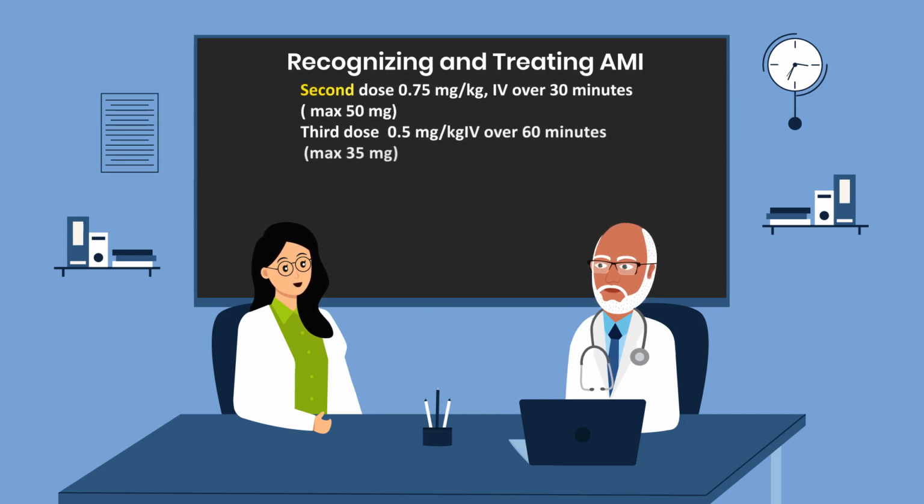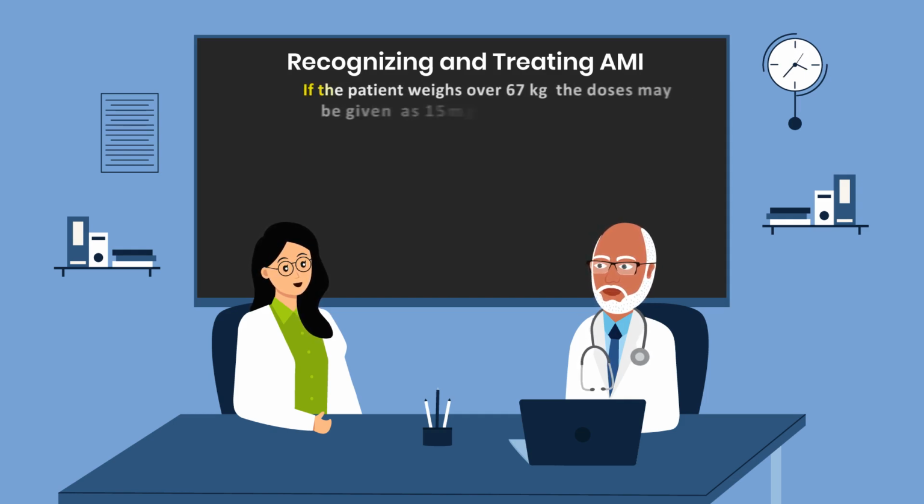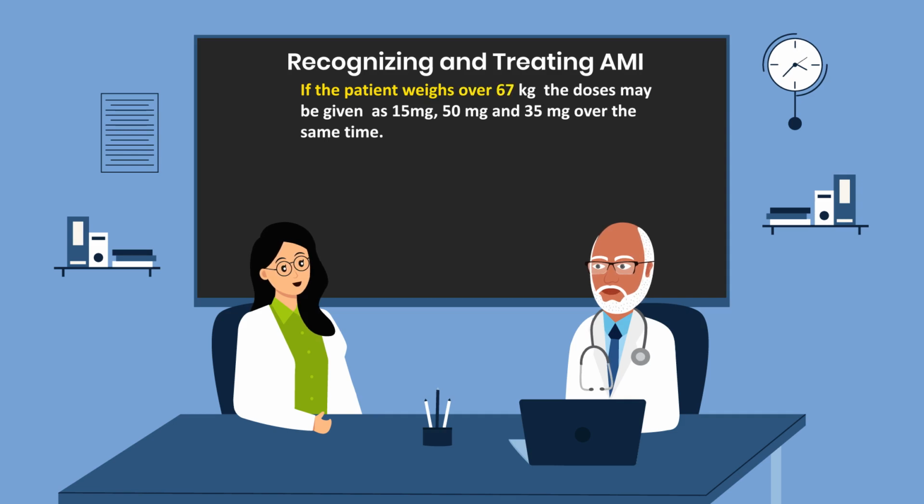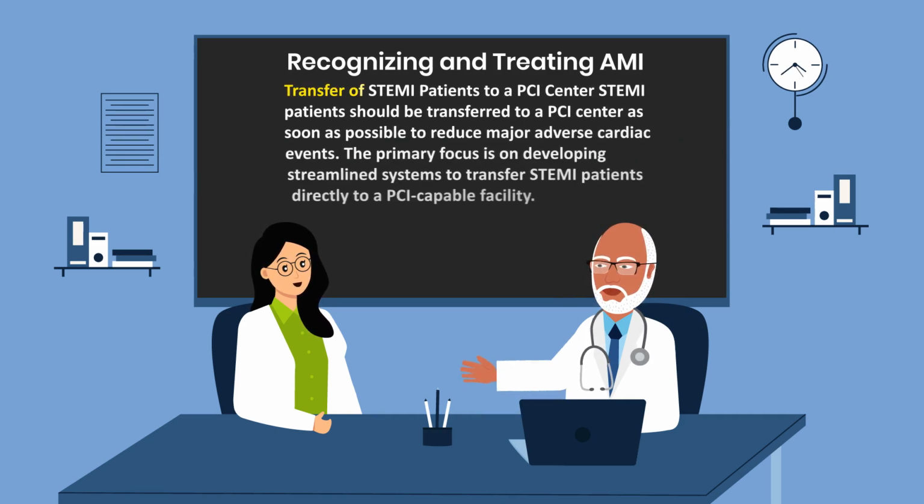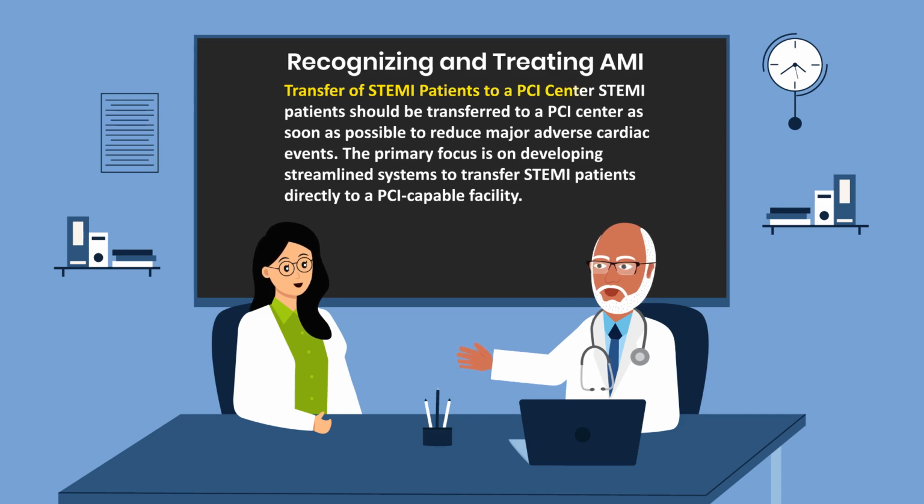The second dose is given at 0.75 milligrams per kg over 30 minutes for a maximum of 50 milligrams. The third dose is given at 0.5 milligrams per kg over 60 minutes with a maximum dose of 35 milligrams. If the patient weighs over 6 to 7 kilograms, the doses may be given at 15, 50, and 35 over the same time period.